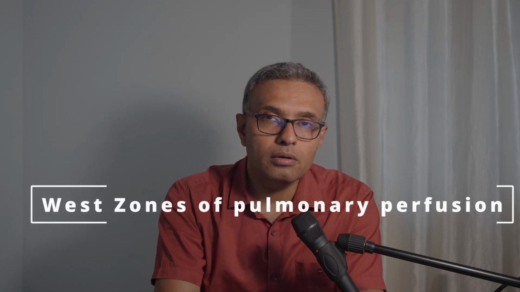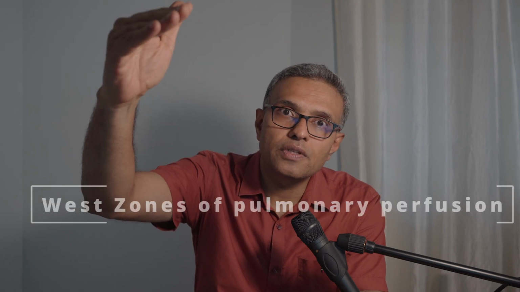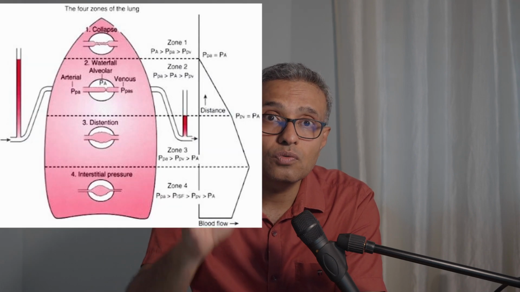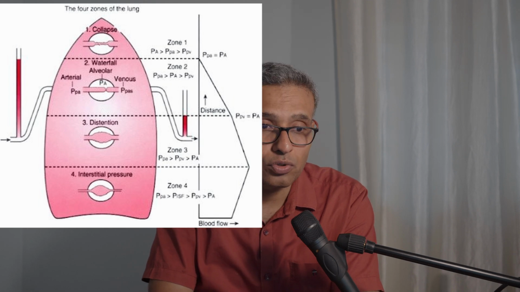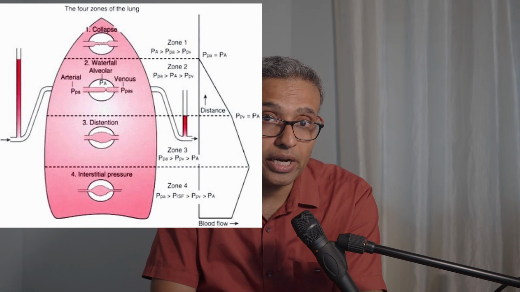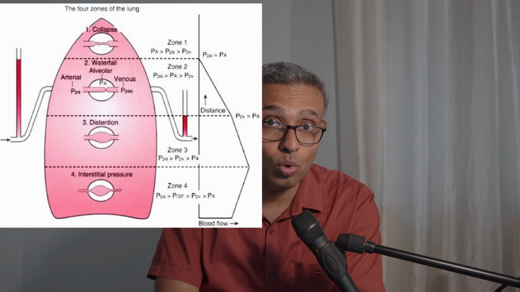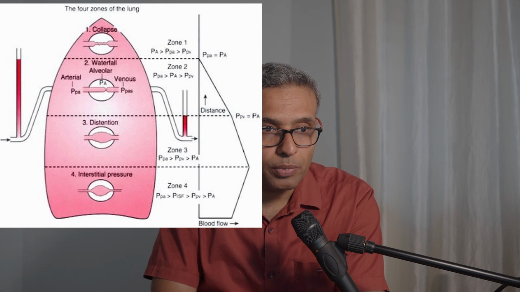We must also understand the West zones of the pulmonary perfusion. Starting from the apex of the lung to the base of the lung, the perfusion starts increasing. The apex of the lung is less perfused, and the base of the lungs is more perfused. Gravity, pleural pressure, and hydrostatic pressures play a huge role in the zones of the pulmonary perfusion.